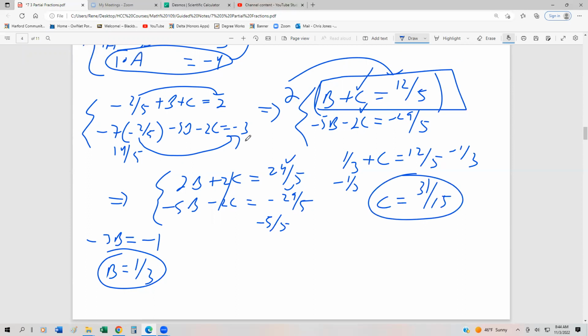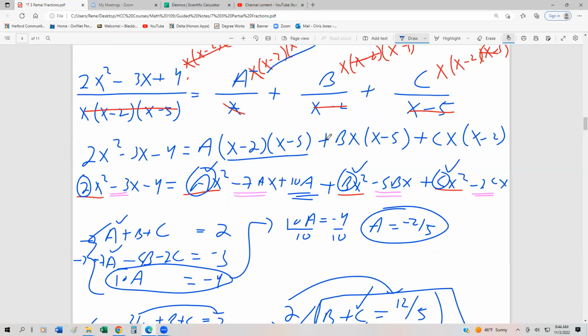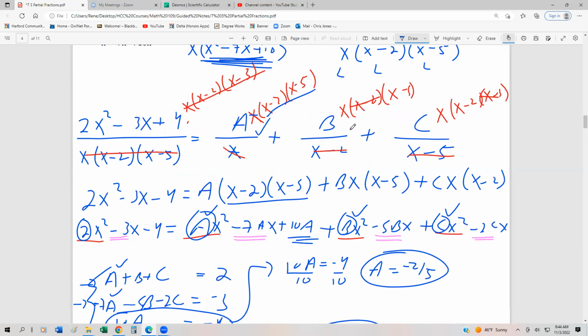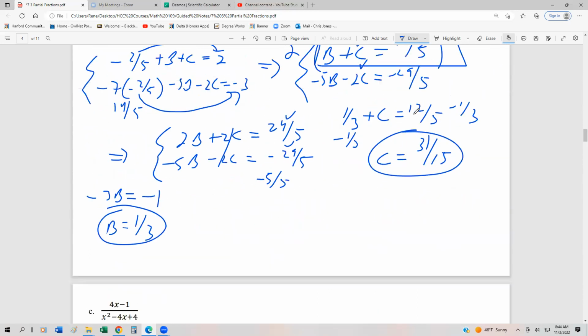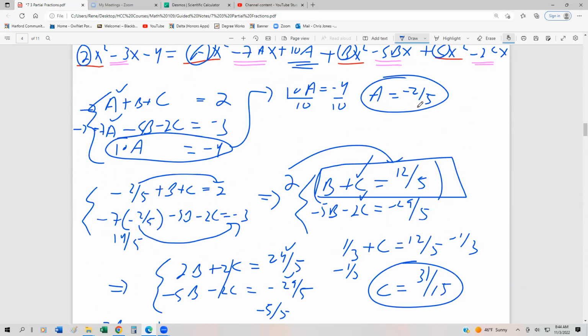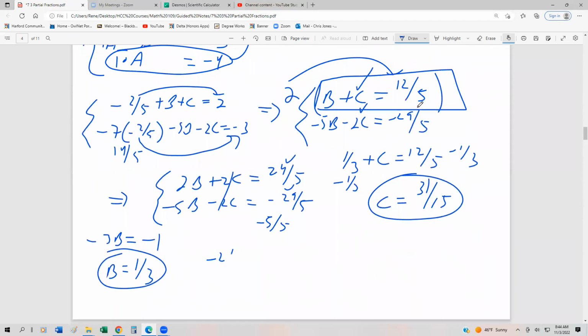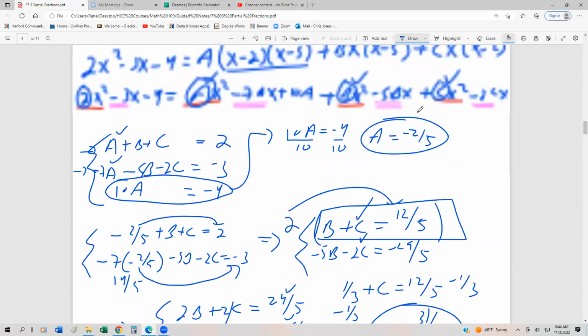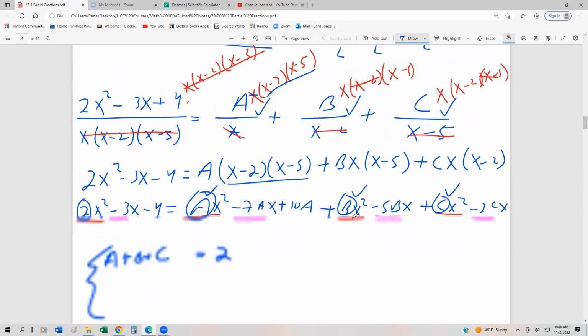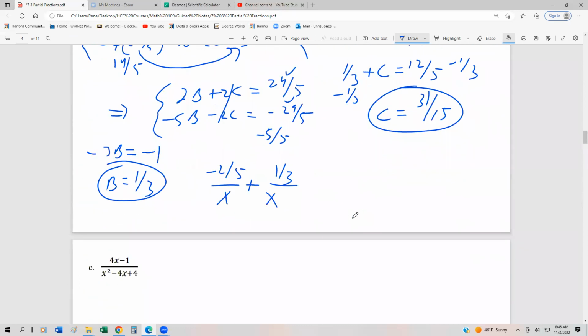So the last thing we need to do is go all the way back to the beginning where we had these partial fractions and fill in for A, B, and C. Remember that A, we said, was -2/5. So we have -2/5 over x. We had B was 1/3, and remember, the denominator for B was x minus 2. And then finally, we had 31/15 over x minus 5.